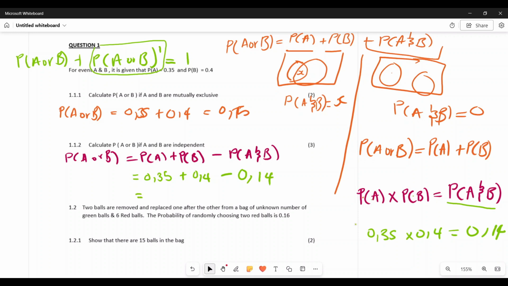Now, punching this into my calculator, I should get my probability of A or B. So 0.35 plus 0.4 minus 0.14 is equal to 0.61. Right. Now, let's move on to 1.2.